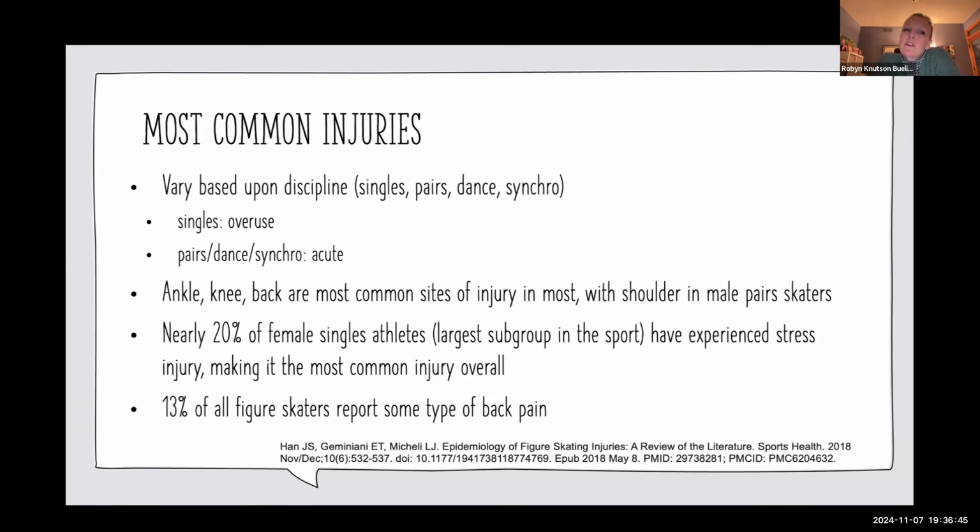Most common locations of injuries are in the lower extremities, the ankle, the knee, the back. Male pair skaters also have quite a high likelihood of shoulder injuries, because they're lifting people over their head and throwing people far into the distance.